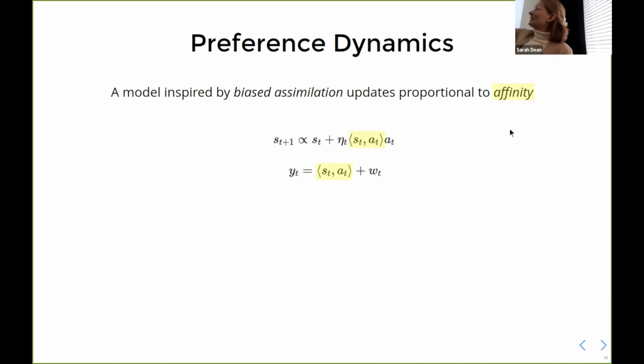Now let me explain the mathematics of this model that I have on the screen and why it shows us the biased assimilation update. In this model where user preferences are represented as vectors, what really matters is the direction of the vector. That tells you how much somebody will like a given movie, particularly the alignment between their preference and the movie that you recommend. And so this update equation says that the update to the state at time t is in the direction of the recommended movie.